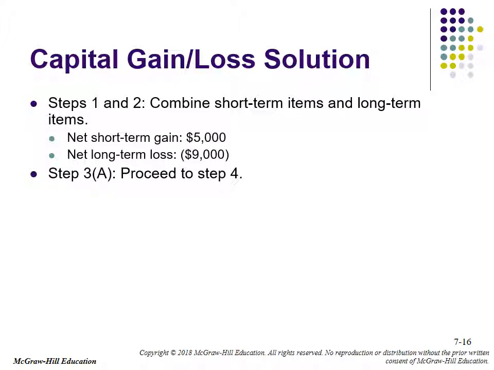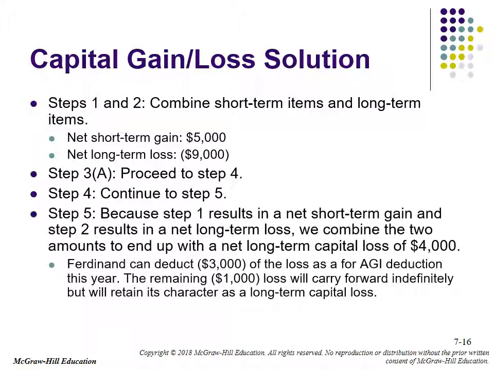Step 3A is done. Go to step 4. Step 4 says continue to 5, and now you're at 5 because step 1 results in a net short-term gain and step 2 results in a long-term loss. So they're opposite signs. We net those 2 together, and there's only one type of long-term loss here. So overall, there's a $4,000 long-term capital loss. $3,000 of it will be deducted on the tax return. The remaining $1,000 loss will carry forward and retain its long-term capital loss character.